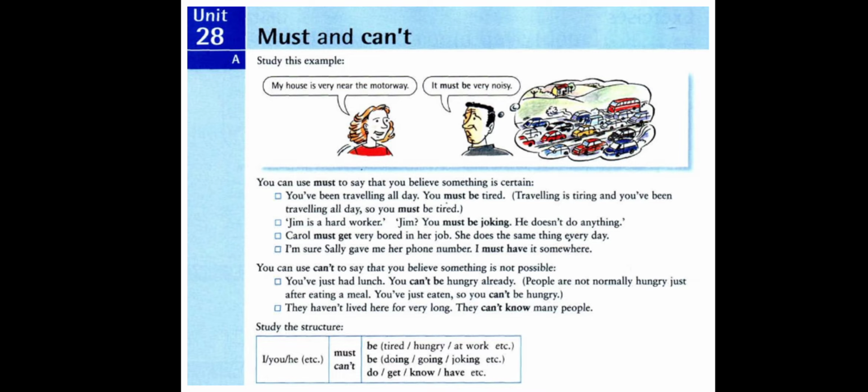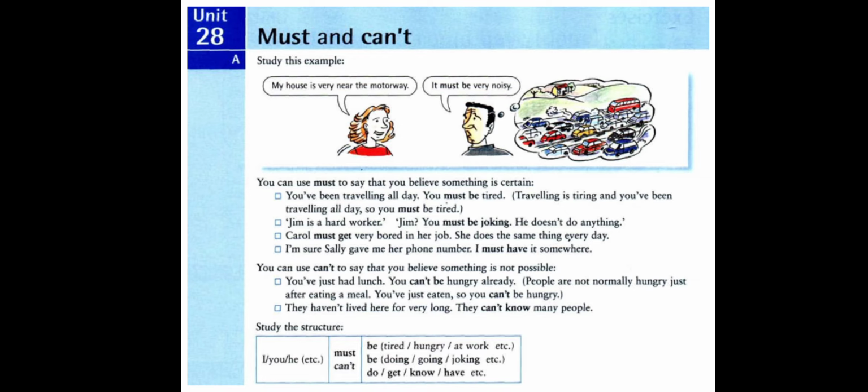The fourth example: I am sure Sally gave me her phone number, and I am sure about that. So I conclude, I infer something. I must have it somewhere. I must have the number somewhere. If I say I have it somewhere, I don't make inference here. To make inference, we use must, so it becomes I must, and then we have the base form after it, so it becomes like this: I must have it somewhere.